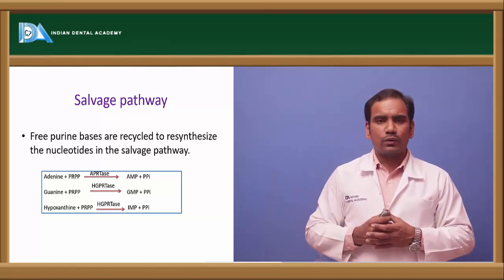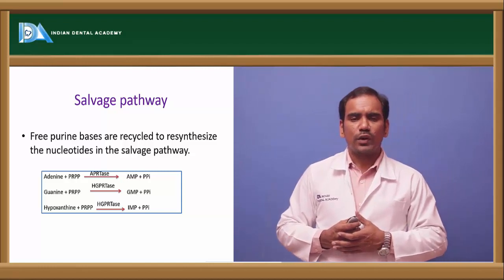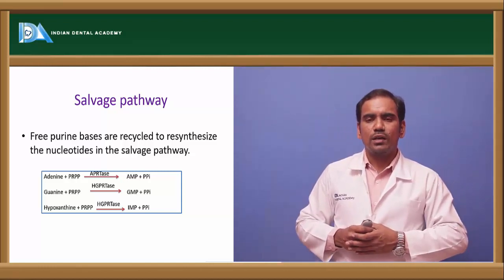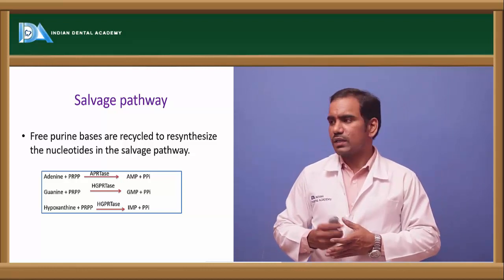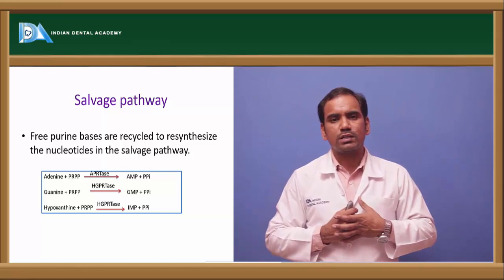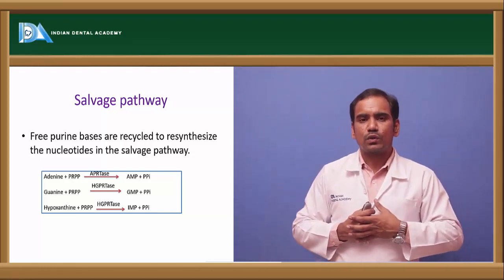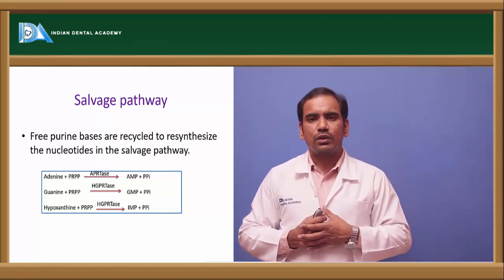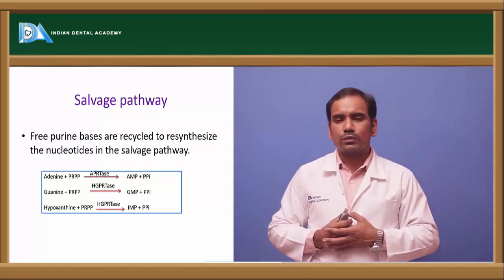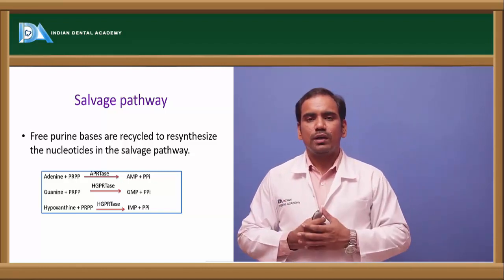Here we have three purines: adenine, guanine, and hypoxanthine. They are recycled and converted to the corresponding nucleoside phosphates. Adenine is converted into AMP by the action of the enzyme called APRT, adenine phosphoribosyl transferase. It requires PRPP. So adenine is converted into AMP.